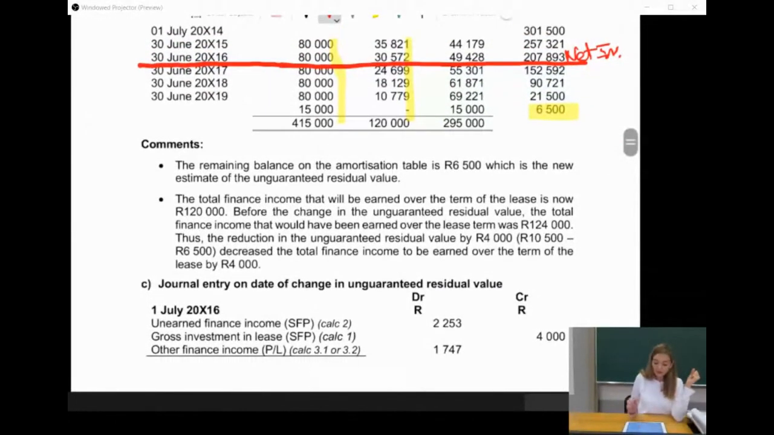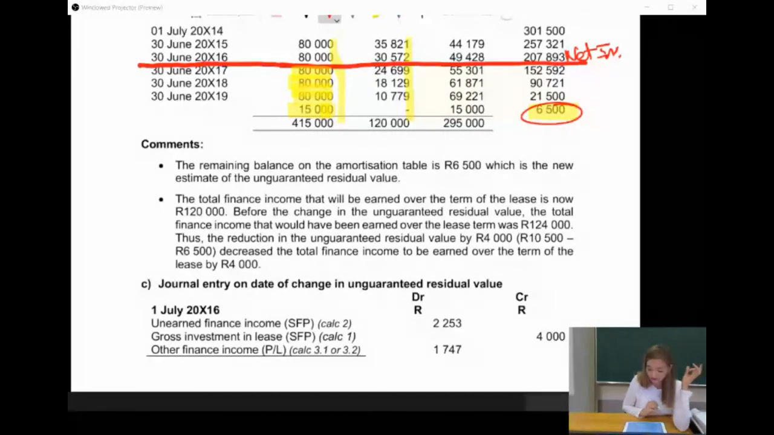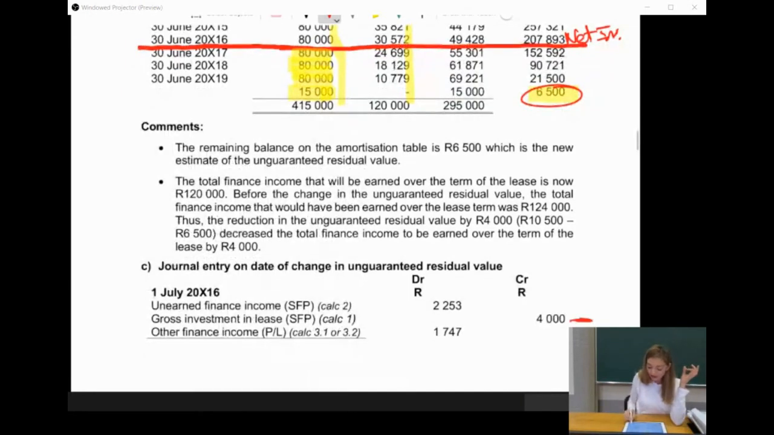Okay, so first of all, what we have to fix is my gross investment in the lease. These amounts are the same in both amortization tables, and the 15,000 stays the same. But remember, included in my gross investment in the lease is also my unguaranteed residual value. So originally in my gross investment in the lease, I had the 10,500 unguaranteed residual value. Now we only have 6,500. So we have to decrease the gross investment in the lease.